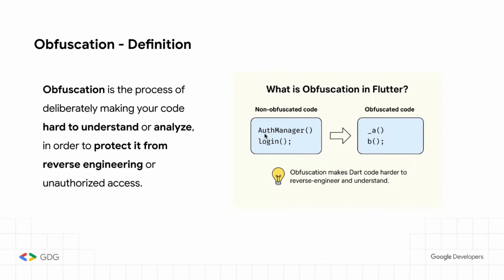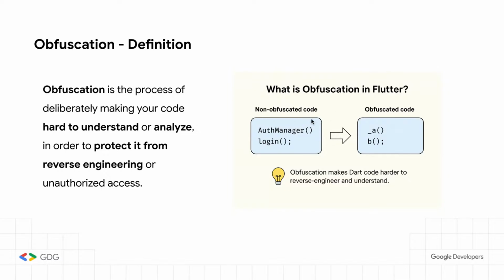Now, when I apply obfuscation to my code, which has auth manager and login, it is going to look somewhat like this: underscore A and B. The purpose of doing this is that if anybody gets their hands on my source code, then they will have the power to reverse engineer it, which means they will at some point be able to run my program, which is a huge data breach, but also it is possible.